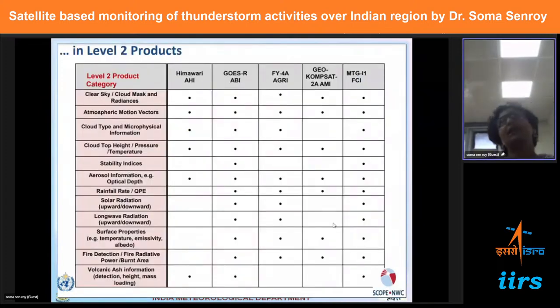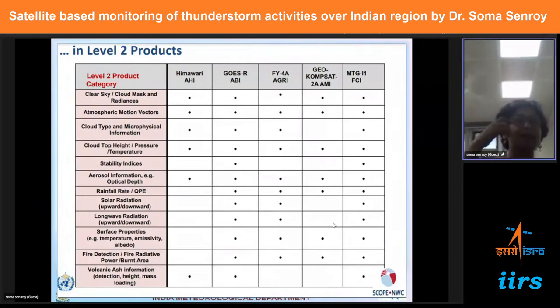So if you see from these satellites, like this is from the WMO site again. Please do not look for the INSAT 3D. It has not been integrated into this product. But Himawari, which is the Japanese satellite, GOES, which is US, Kengyun, which is the Chinese satellite, GeoCompsat, and Meteosat, third generation. So all these satellites have similar products being generated.